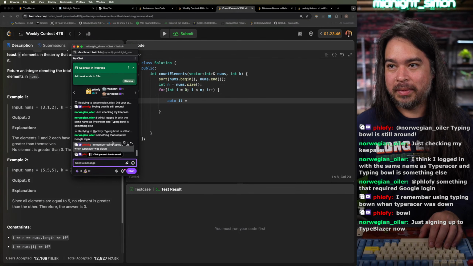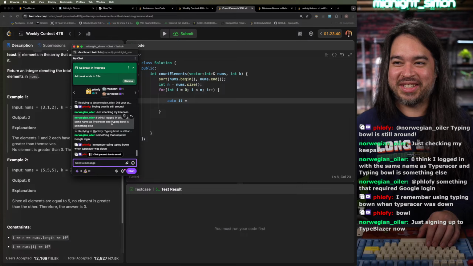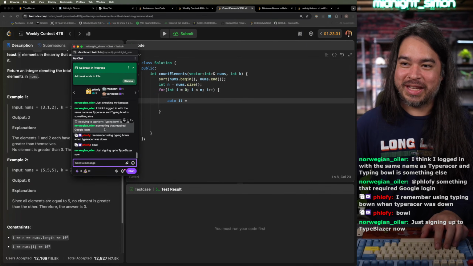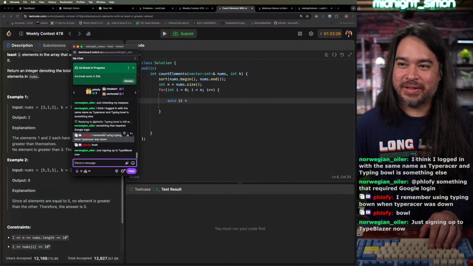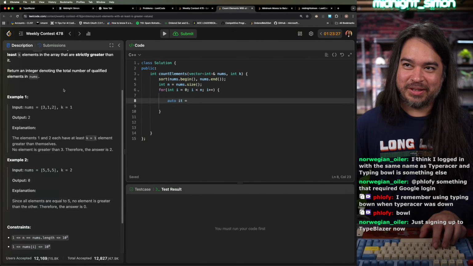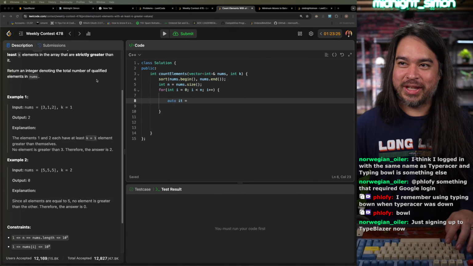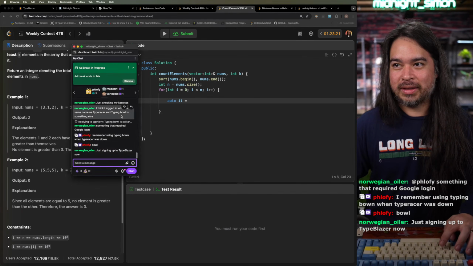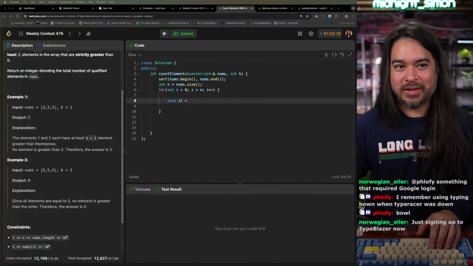I think I logged in with the same name as Type Racer, and Typing Bowl is something else. Yeah, I don't know what Typing Bowl is, but I do have a Type Blazer. I remember using Typing Bowl when Type Racer was down. Yeah, I don't know anything about Typing Bowl, man. But we're trying to, you know, get Type Blazer on the road.